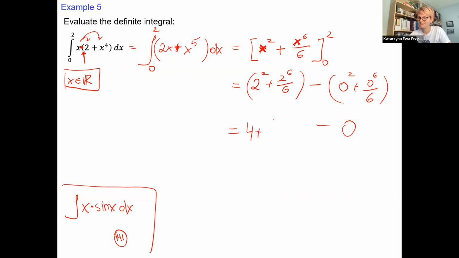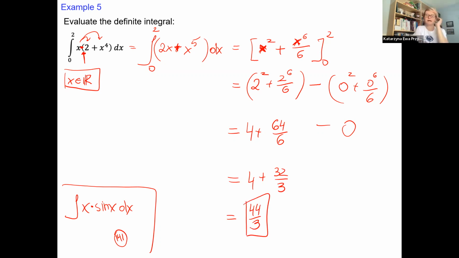Okay, 4 plus, that's what Deepan said. 2 to the power of 6, it is 64. 16, 32, and 64, okay. 32 over 3, 12, 44 over 3. I hope I did the right math, I mean arithmetic. Yes, but we can see that we avoid the product. It is 44 over 3. Okay.